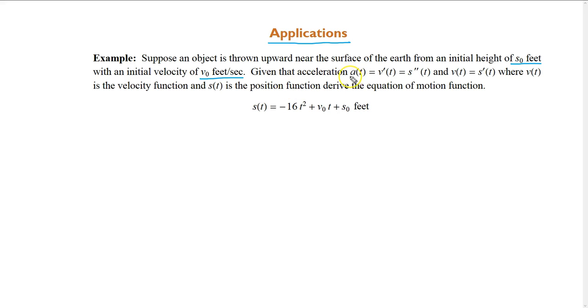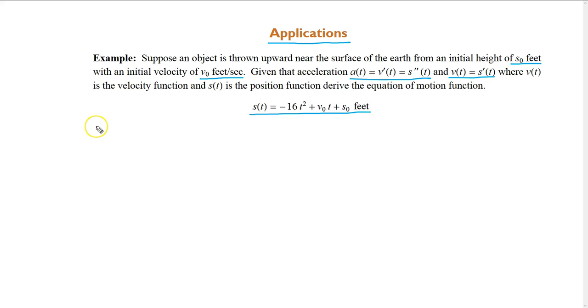Now recall that the acceleration of an object is the derivative of the velocity function, or the second derivative of the position function. So the acceleration is the instantaneous rate of change of your velocity. Also, the velocity is the first derivative of your position function, or said another way, the instantaneous rate of change of your position function. Now we want to derive this equation that we've been using before.